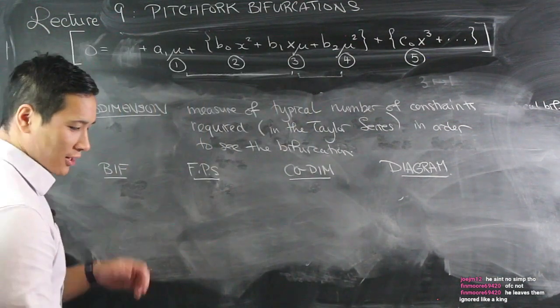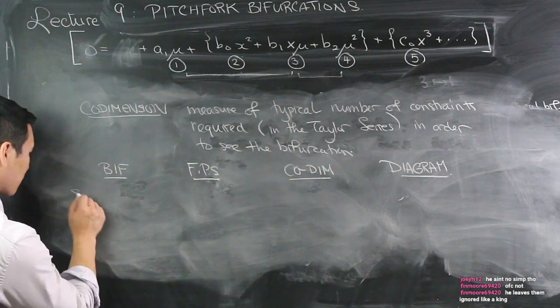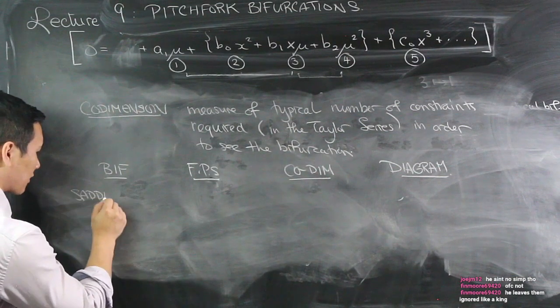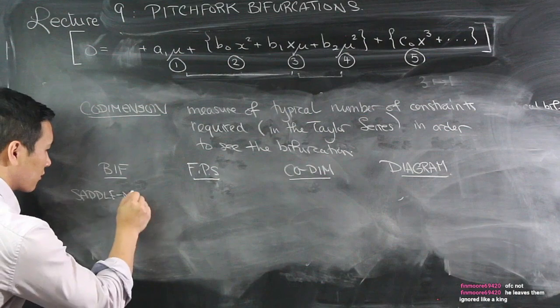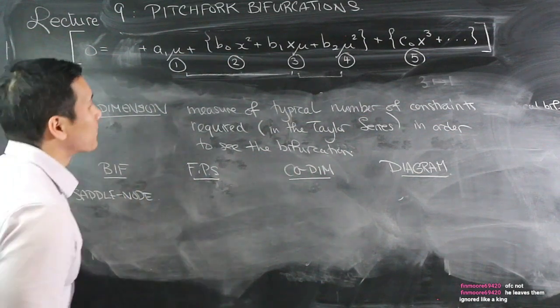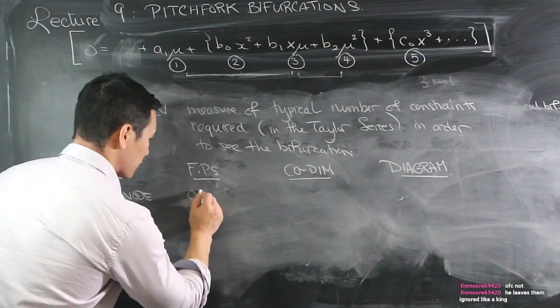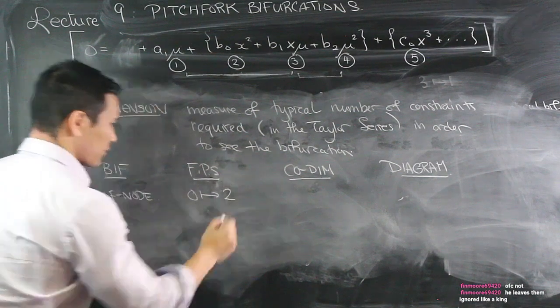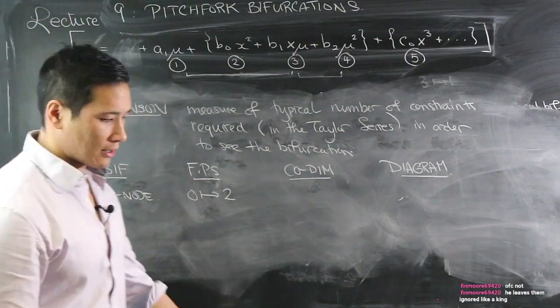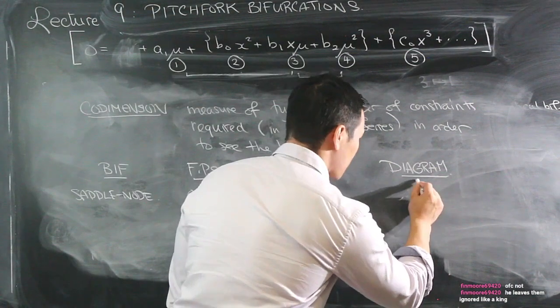The most basic one we looked at was the saddle node. In that case, you went from 0 to 2 fixed points. And the diagram looked like this. So you basically had your little axis.